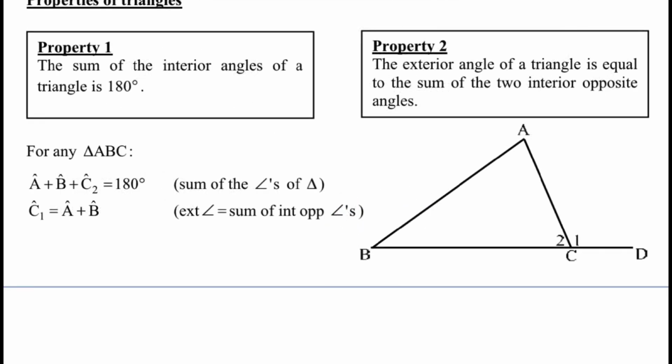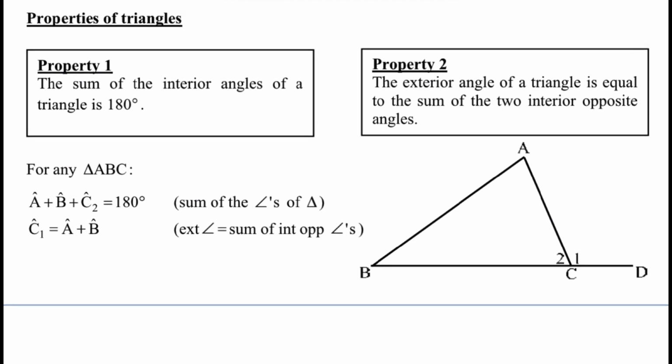Let's look at the properties of the triangle. We have to look at property 1. Property 1 speaks of the sum of the interior angles of a triangle being equal to 180. As I've mentioned in the other video, when you add this angle plus this angle plus this angle, they give you 180. We'll call these angles interior angles.